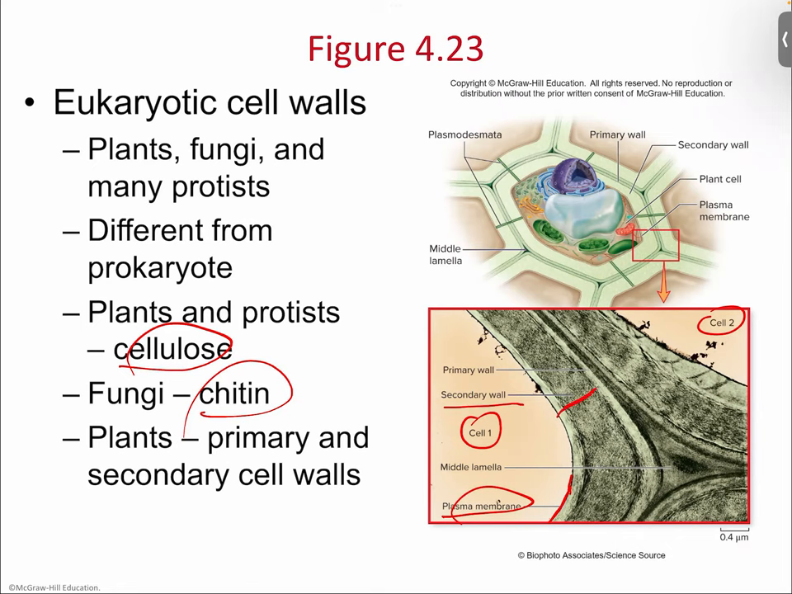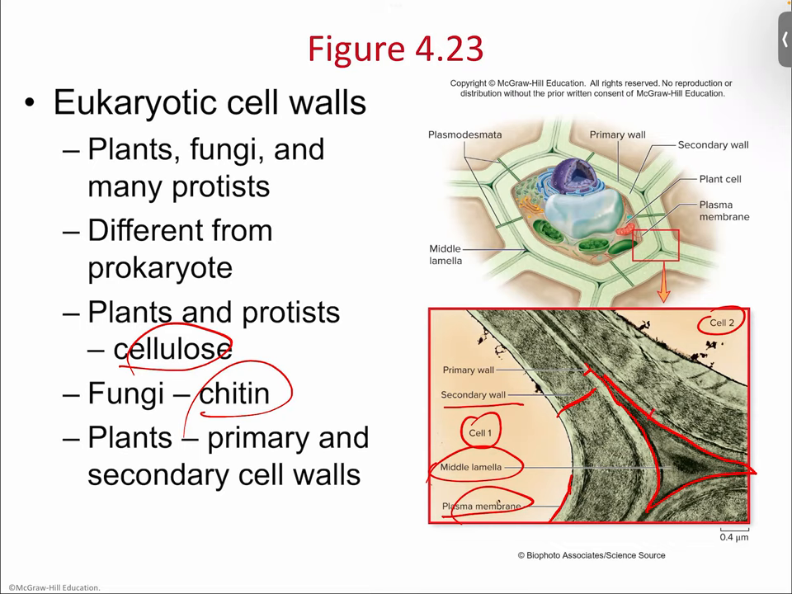And then beyond that, there's going to be a smaller area called the primary cell wall. That's called the outer side, kind of like an outer veneer, if you will, of the cell wall itself. And then there's a space or a gap in between plant cells. So you can see this little gap right there. That's what's called the middle lamella. And then you can see the reverse of that in the other cell.